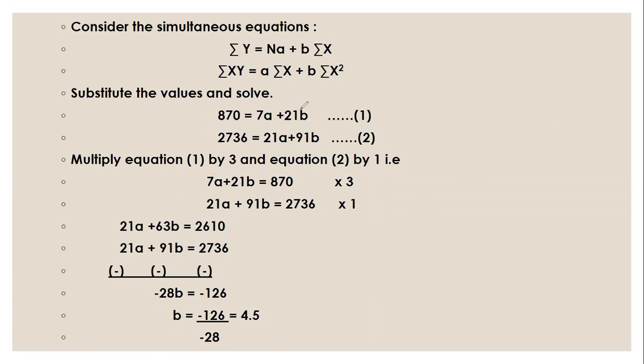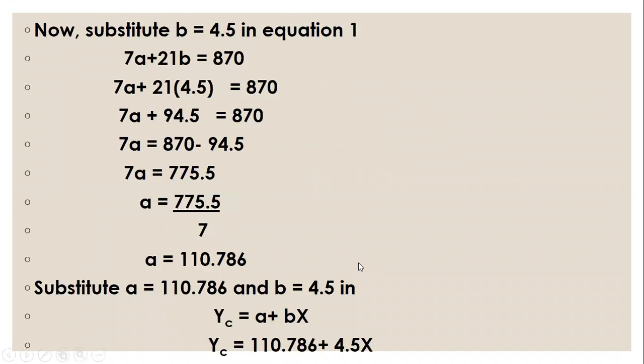I hope that was clear. Okay, so now let us take that b value and apply it in equation number 1. Now when I apply that in equation number 1, 7a plus 21b is equal to 870. So 7a plus 21 into, what is the value of b? 4.5. So 21 into 4.5, if you multiply, you get 94.5.